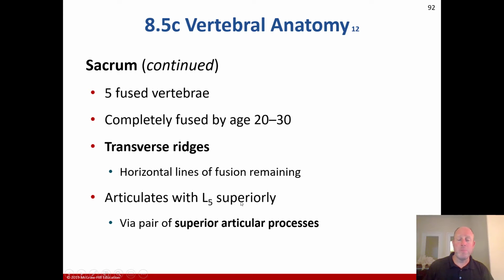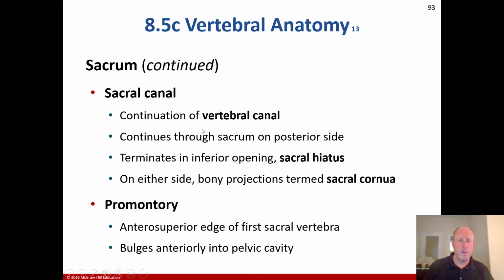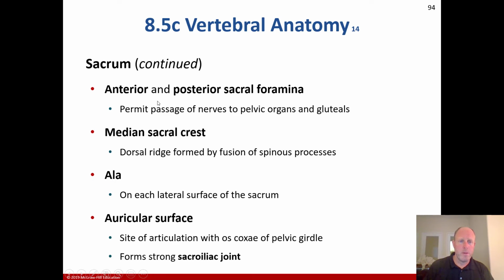They articulate with L5 superiorly, via a pair of superior articular processes. The sacral canal is a continuation of the vertebral canal, and it continues through the sacrum on the posterior side. It terminates in the inferior opening of the sacral canal, called the sacral hiatus. On either side, bony projections are termed the sacral cornua. And the promontory is the anterior superior edge of the first sacral vertebra, and it bulges anteriorly into the pelvic cavity. The anterior and the posterior sacral foramina permit the passage of nerves to pelvic organs and gluteals.